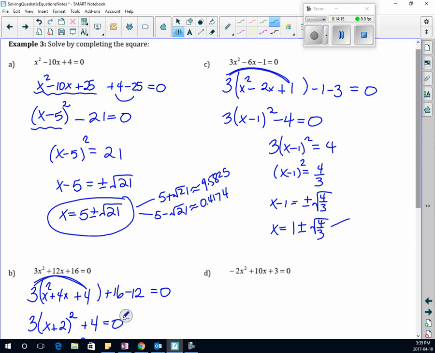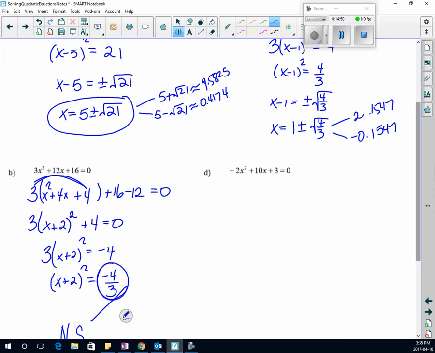Now, I'm going to try to do the decimal equivalence here just so you can get some practice punching this in. So try this on your calculator just to make sure you know how to get this. So the first answer is 1 plus root 4 over 3. So 2.1547. And then the same thing, but a subtraction this time will give you negative 0.1547. Okay, let's move on to D.